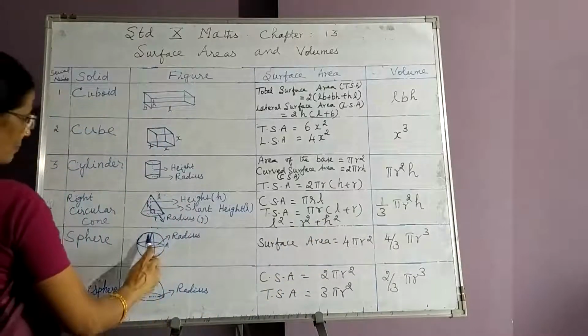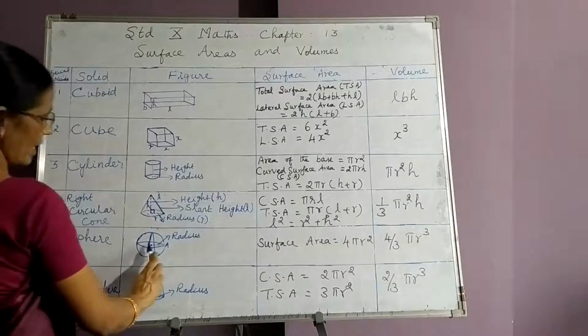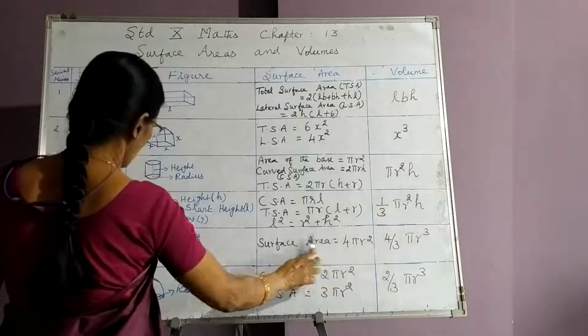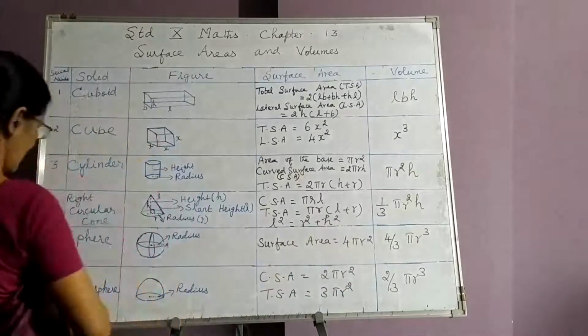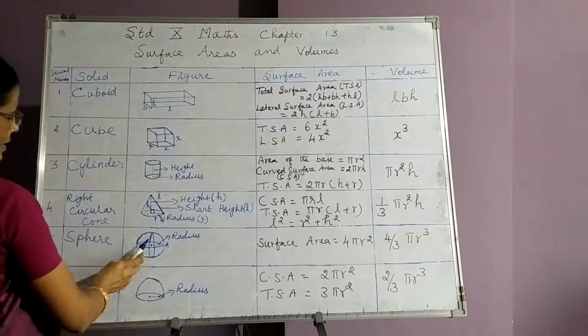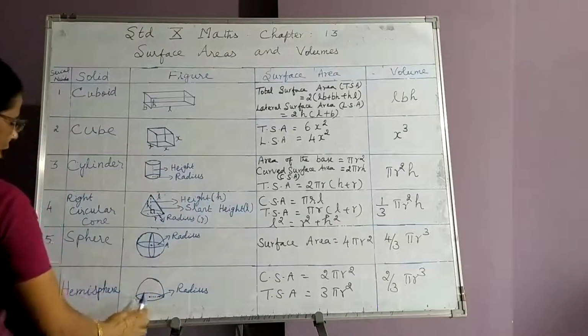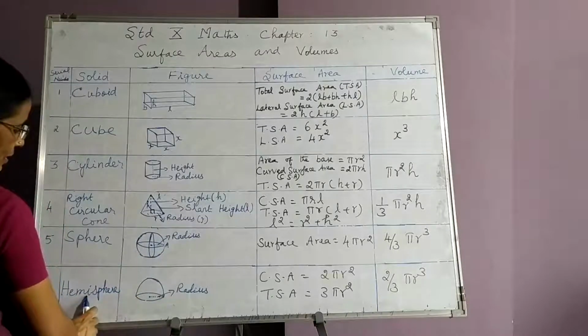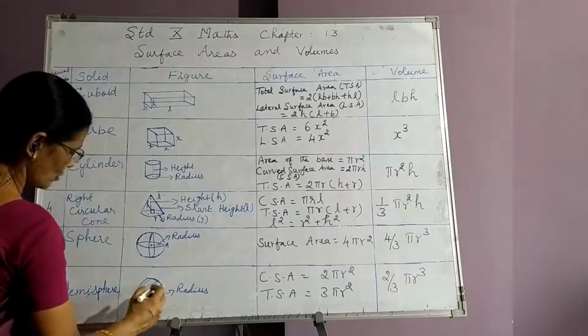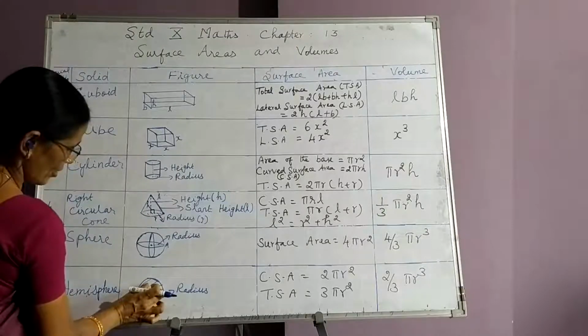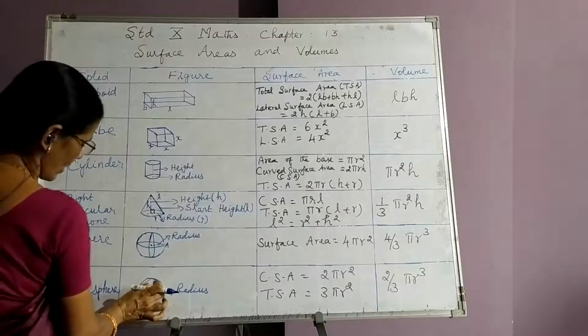Then comes sphere. The sphere has only one area called surface area, which is calculated using 4 pi r square. Then hemisphere. If a sphere is cut into two equal halves, each half is called a hemisphere. This hemisphere, curved surface area is this portion. This is calculated using the formula 2 pi r square.